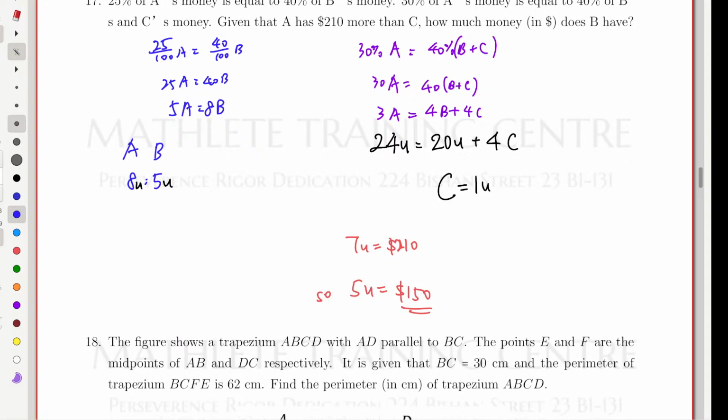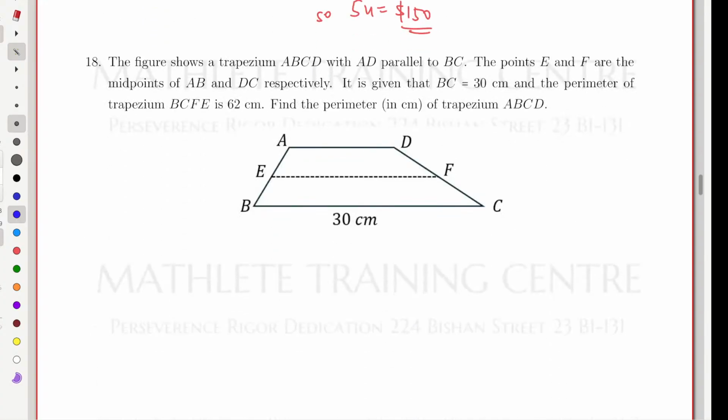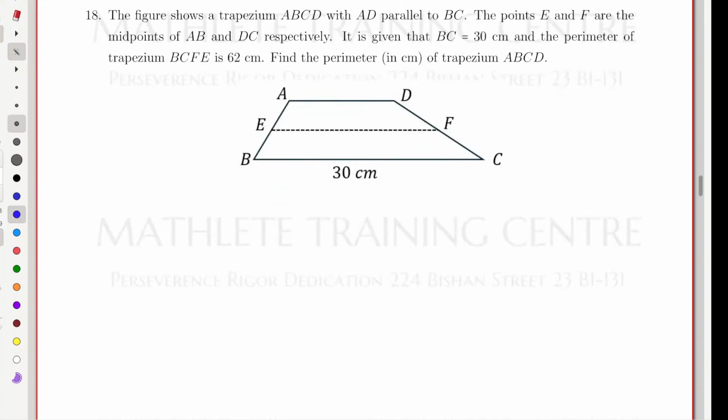Okay, question number 18. The figure shows a trapezium ABCD with AD parallel to BC. The points E and F are the midpoints of AB and DC respectively. We have the base is equal to 30 and the perimeter is equal to 62. Find the perimeter of trapezium ABCD. So the 62 is what? Is equal to BCFE, right?